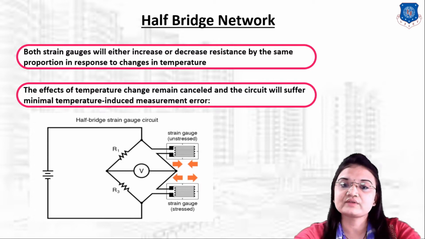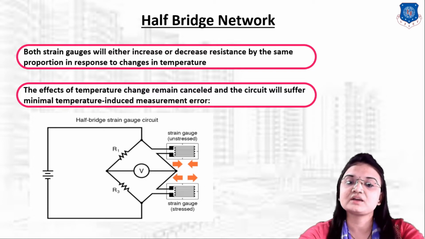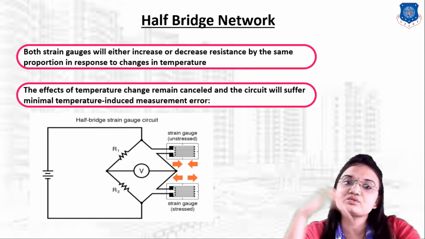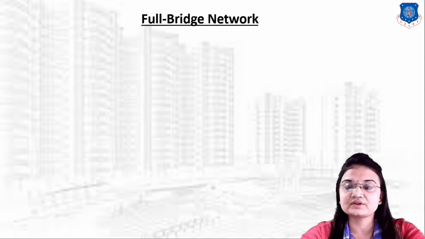When we apply force on the object, the resistance of both strain gauges will change. By measuring the changes in the resistance of both strain gauges, we will get information regarding the force applied on the object. Now the next network or circuit, that is the full bridge network.